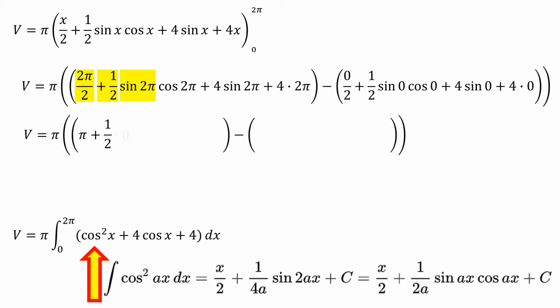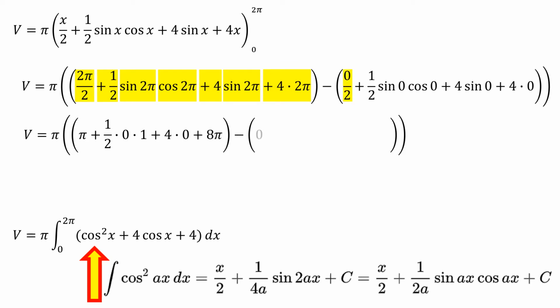Sine of 2 pi, let's look at the unit circle. Oh my goodness, that's 0. Cosine of 2 pi, look at the unit circle. Oh, that's 1. Plus 4, better keep it. Sine of 2 pi is 0. 4 times 2, I bet that's 8.